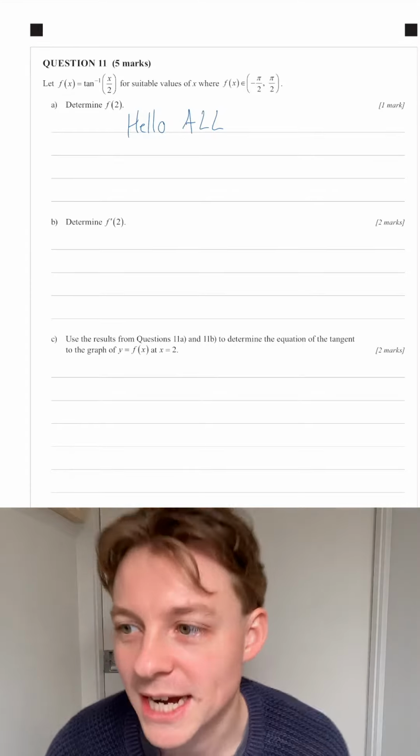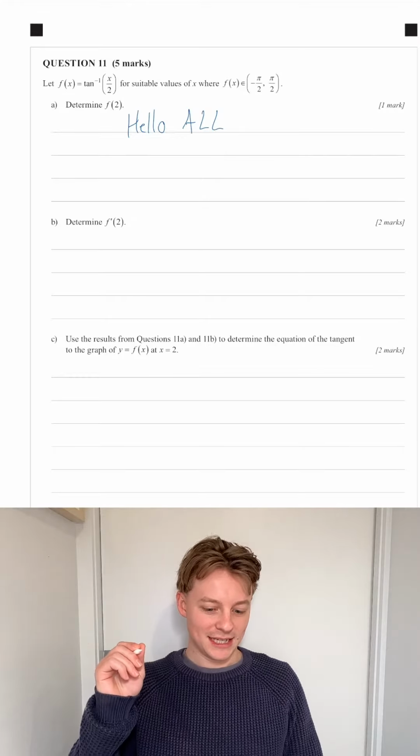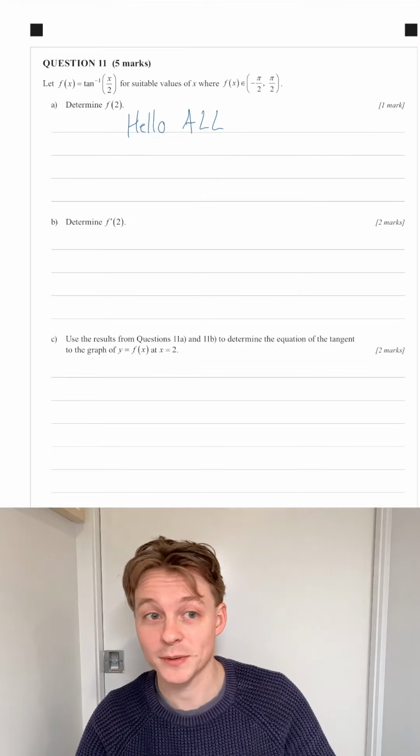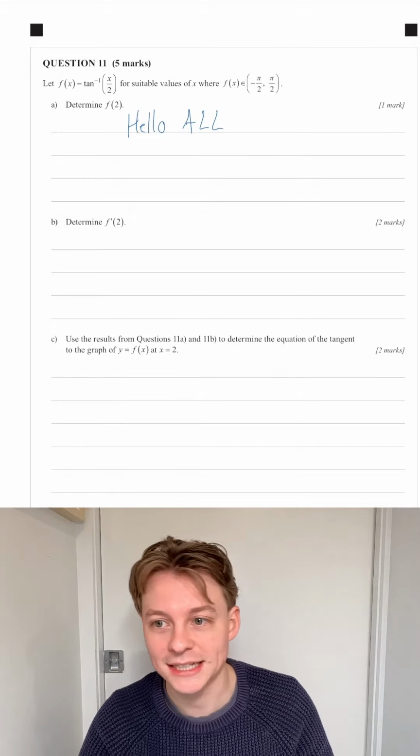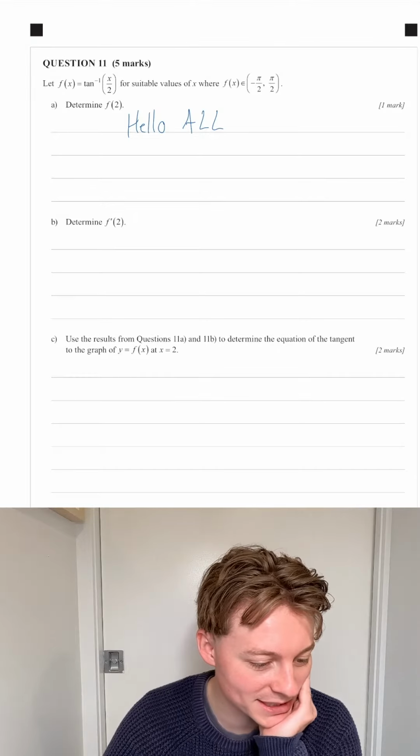All right, we're going to be doing a specialist exam paper. That's what we're going to be doing. We're going to be doing a specialist exam paper. We are going to be essentially doing the 2021 Tech Free paper.